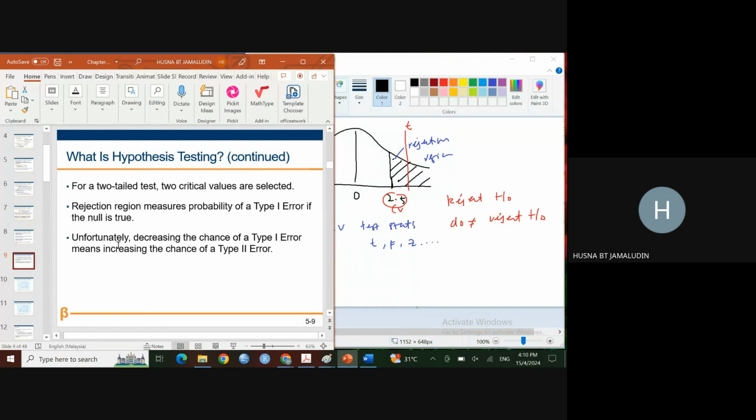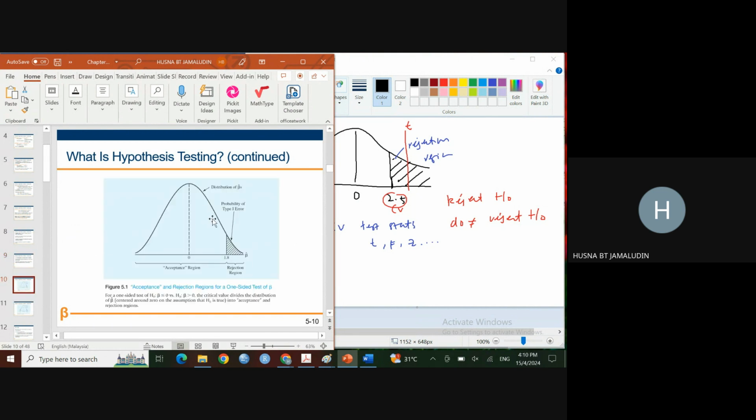Okay, so unfortunately, if you decrease the chance of type 1 error, it means that you are increasing the chance of type 2 error because they are related. If you reduce one, you are increasing the chance of having the second one. Okay, so this is the graph for the acceptance or rejection region. I think I already shared this, right?